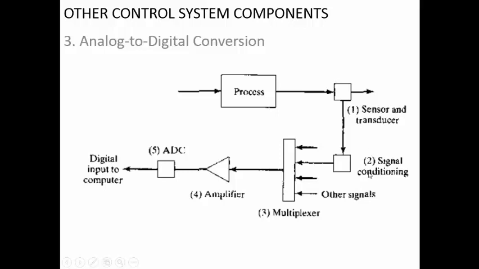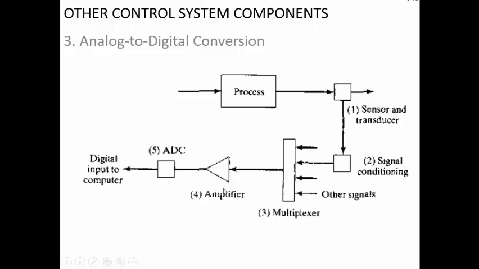Then next you are having the multiplexer, and then you are having the amplifier, and finally you are having the analog to digital converter. That is the signal which is given as input to the computer or input to the control system. Now what is this amplifier?